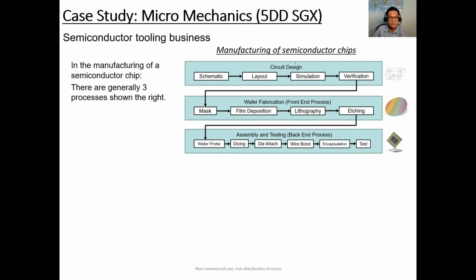Before the semiconductor chip is sold to the customer, it has to go through these three processes. There will be a company that does the circuit design. Once the design is completed, it will be sent to wafer fabrication. Usually we refer to this as the front-end process.